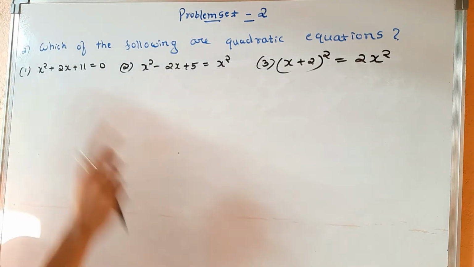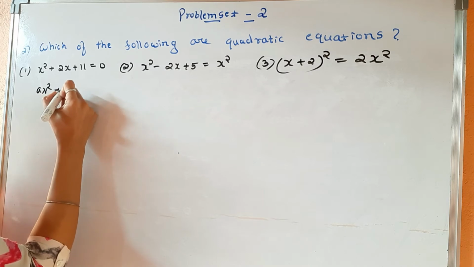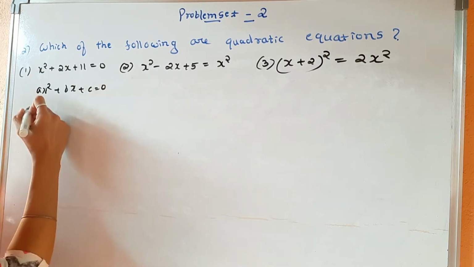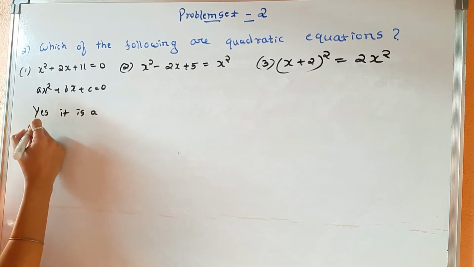So let's start. First one, x² + 2x + 11. Yes, of course it is of the form ax² + bx + c is equal to 0. Yes, it is a quadratic equation.